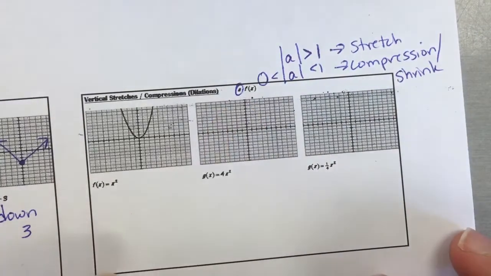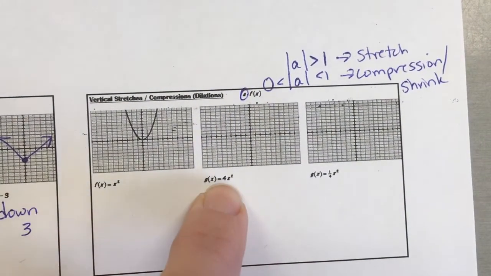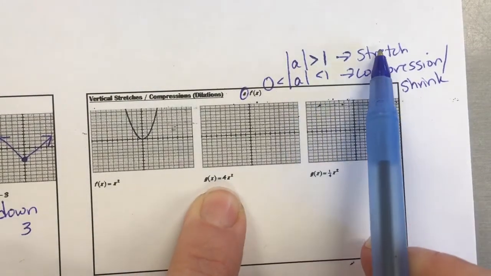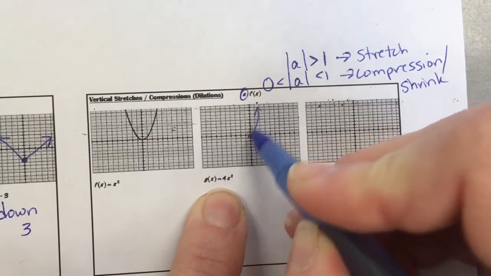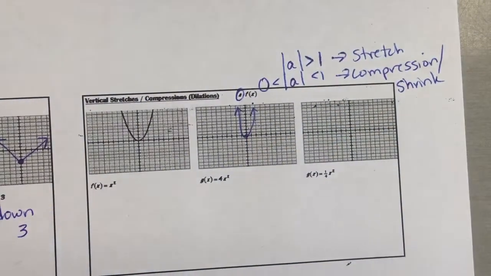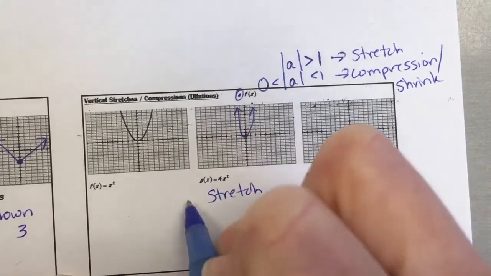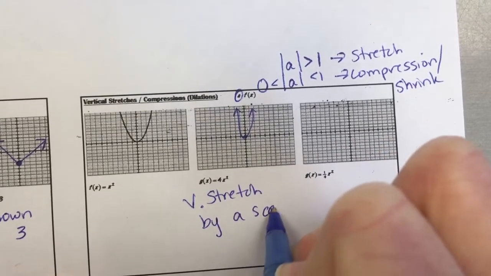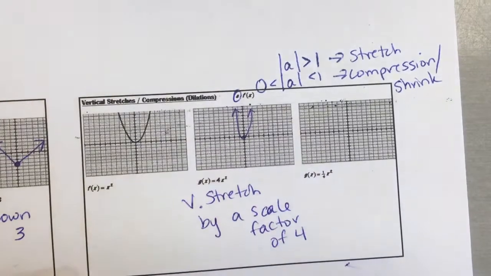Okay? So here, once again, we have x squared, which is a parabola. If you multiply it by 4, 4 is greater than 1, so it actually stretches it. When you stretch it, it makes it skinnier because you're pulling it up, so it's making it skinnier. So this one is a stretch, a vertical stretch by a scale factor of 4.